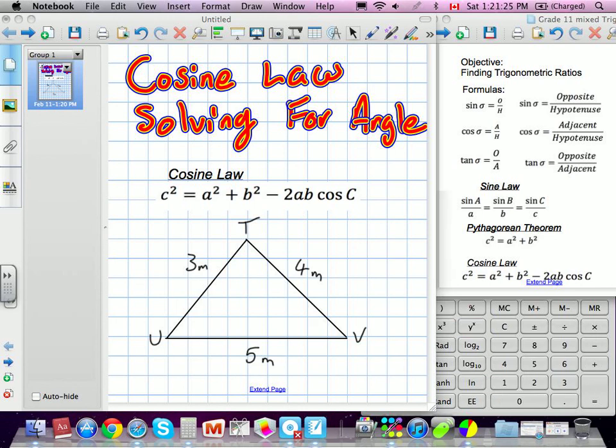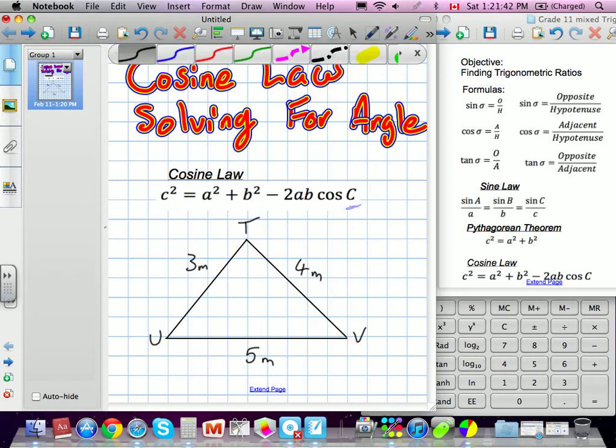Okay, same idea now. We're doing cosine law. This time we're going to solve for the angle. We're going to use that same formula we said we'd use before. And remember, we said that whatever the angle or side we were looking for, we'll rename the triangle to make that angle or side C.